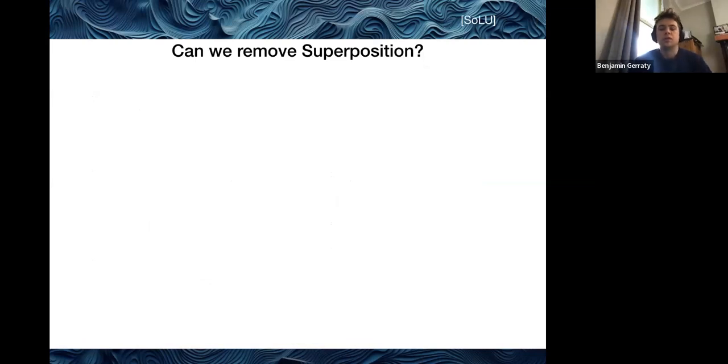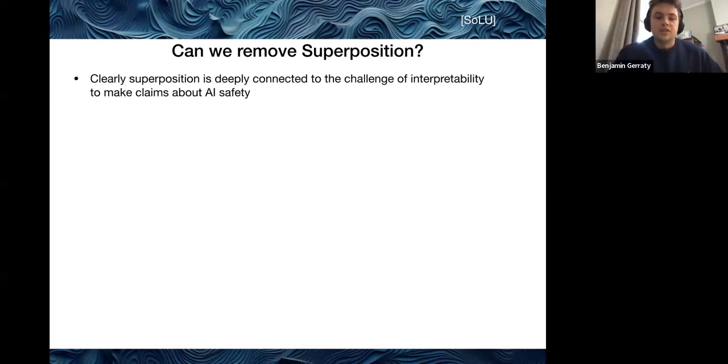So real quick, before we motivate why we want to solve this problem, can we just get rid of it? Can we just stop neurons doing it? That would be a lot easier. So clearly it's very challenging for interpreting stuff if what we're looking at is doing 25 different things at once.